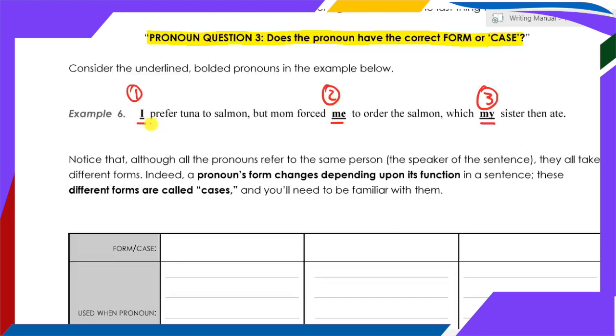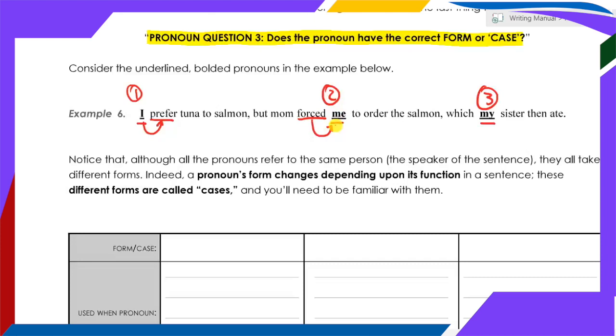The question is, why is that? Why do we have to jump from one form to another? Why can't we say, I prefer tuna, but Mom forced I to order the salmon, which I sister then ate? Well, number one, that would sound really weird, but there are actual rules that govern what form of a pronoun we have to use. This first pronoun, I, is the subject of this verb prefer. I prefer. The second pronoun, me, is actually the object of this verb forced. The me is receiving the action of that verb forced.